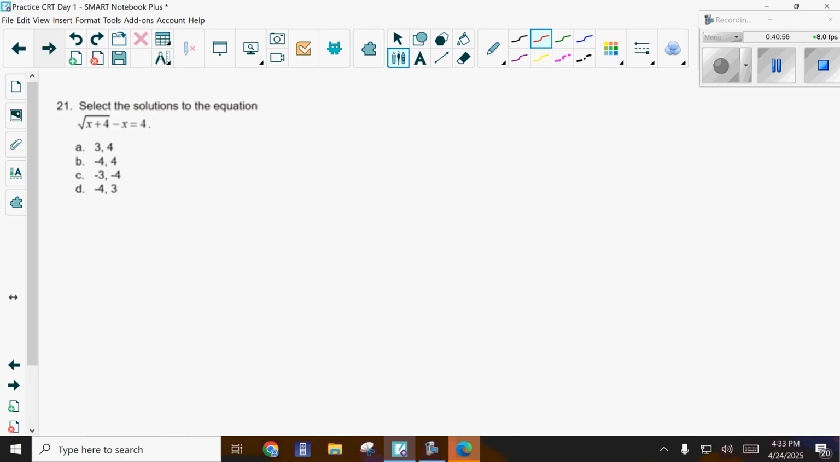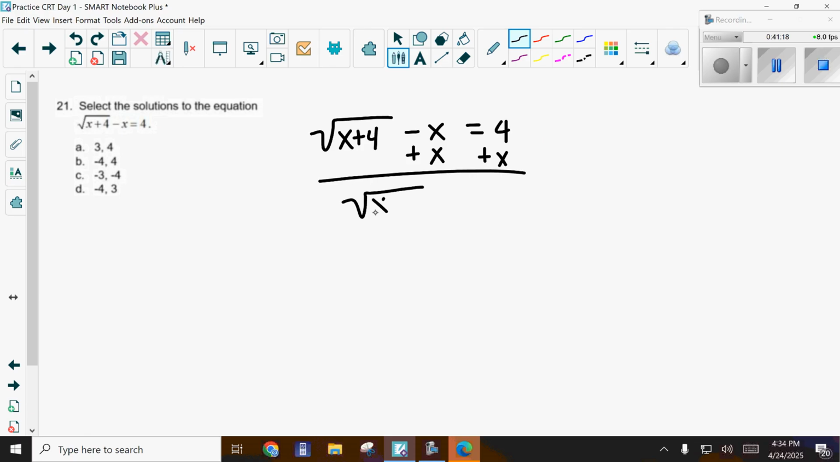Select the solutions. Again, you can work this a couple different ways. You can either plug these in and verify that it gives me 4, but it's going to have to work for both of them. Or you can just solve it. I'll just solve it. Square root x plus 4 minus x equals 4. Then I want to add x. I've got to separate the square root from everything else. X plus 4 over here.